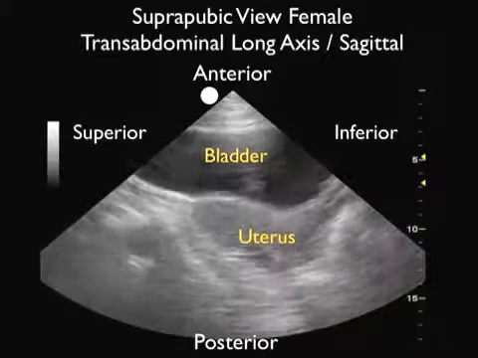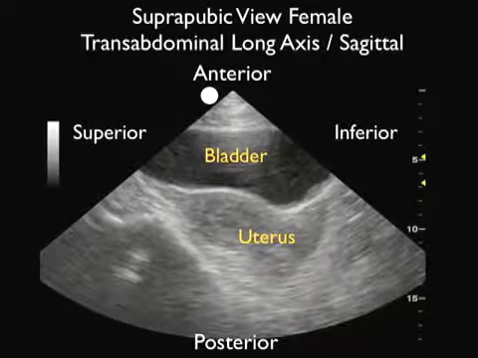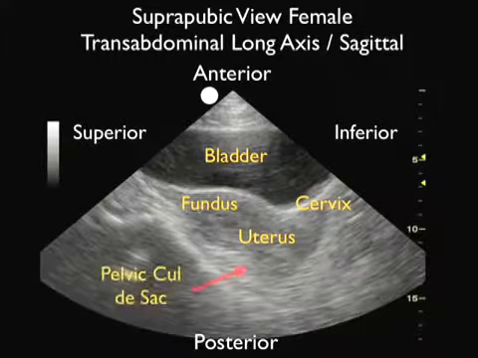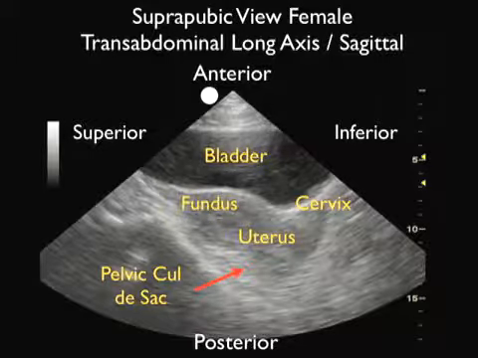Anterior is to the top of the screen, and posterior is down all the way to the bottom of the ultrasound screen. We see the bladder, the large anechoic structure to the top of the screen, and then we see the parts of the uterus, the fundus, the top part of the uterus to the left, the cervical region of the uterus to the right, and right below the pelvis, in the area behind the uterus, we actually can see the cul-de-sac, the potential space where fluid can build up in the female pelvis.